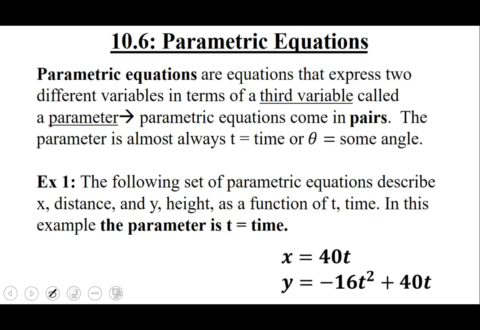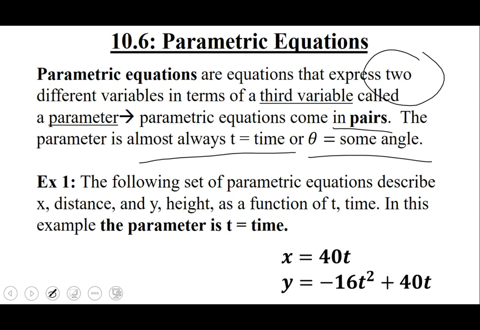Basically the definition: parametric equations are equations that express 2 different variables in terms of a third variable called a parameter. Since you're expressing 2 different variables, you of course have to have parametric equations that come in pairs. The parameter is almost always t for time or theta to represent some angle. So let's go ahead and start with example 1.